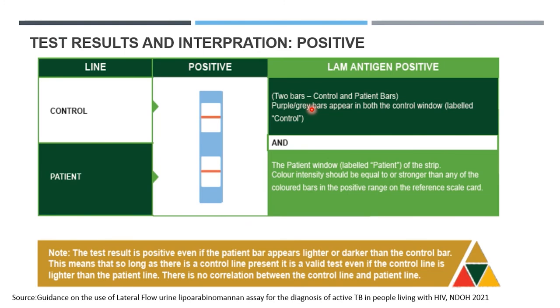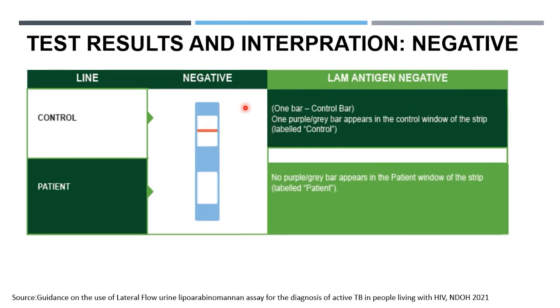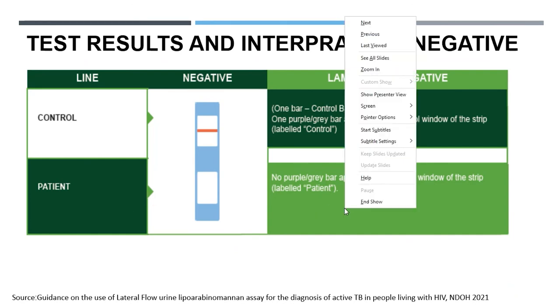So how do we interpret? You've waited a minimum of 25 minutes, a maximum of 35. You've got your control line, which is there, and your patient line, right? That's simple. You guys are very familiar with this within the context of reading test strip results. So the color intensity that we have here, this is the part that you would read against the scale. It should be equal to or stronger than any of the colored bars in that reference scale card that you get. And it's positive even if the patient's result is not as strong in color as the control result. A negative result is the same as you would see: you need the control line to ensure you have a valid test, and your patient would have no purple or gray bar.